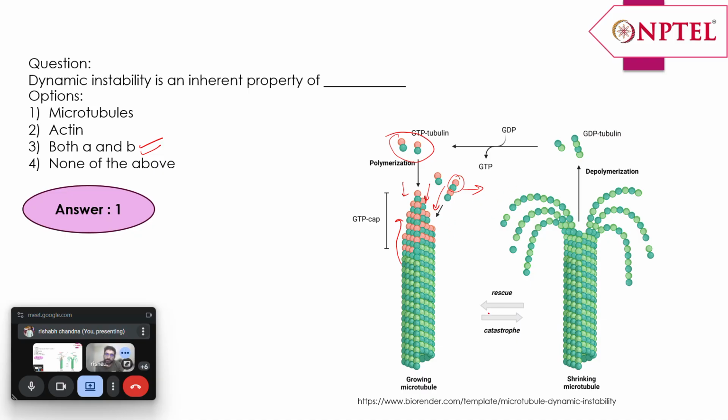So both rescue and catastrophe are termed as the instability in the case of the microtubule. In one case it would be a growing microtubule because of the addition of tubulin protein. In the other case it would be a shrinking microtubule because of the decreasing tubulin proteins. Okay. Is the explanation clear?